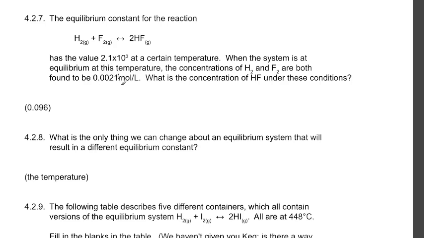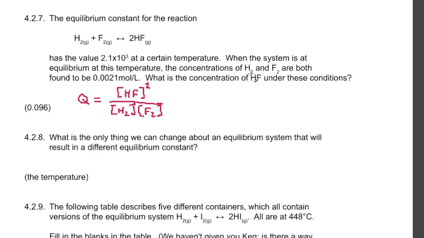Okay, so we need an equilibrium constant before we can do anything with these concentrations, or a reaction quotient rather. So for this reaction, we have hydrogen fluoride as our only product, and its mole coefficient is 2, so that gets a power of 2. And our reactants are hydrogen gas and fluorine gas.